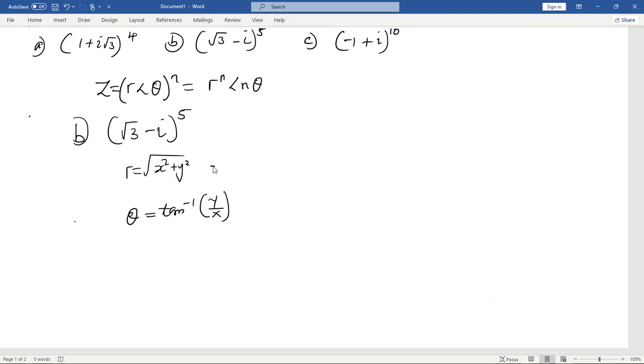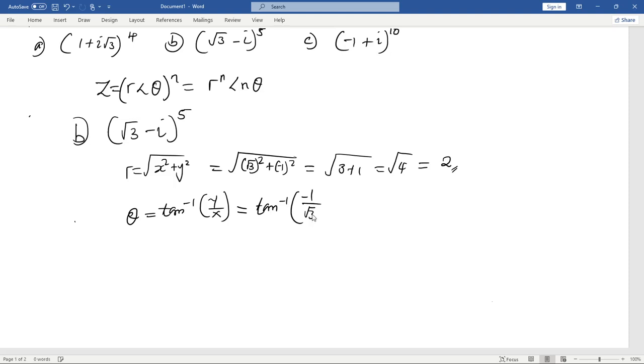So now the value for x in this case is the root of 3. So we have root 3 squared plus negative 1 squared, so we're going to have the root of 4. The root of 3 plus 1 is the root of 4, which will simply give us 2. Now the value for theta is simply equal to tan inverse of negative 1 divided by the root of 3.